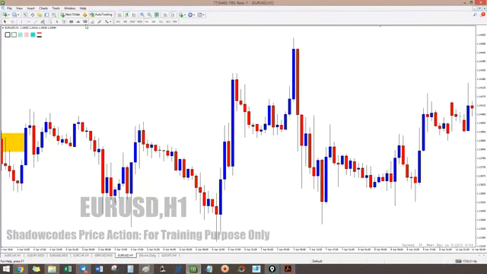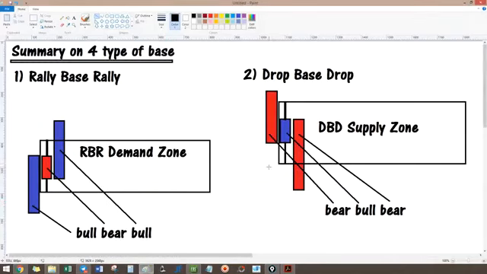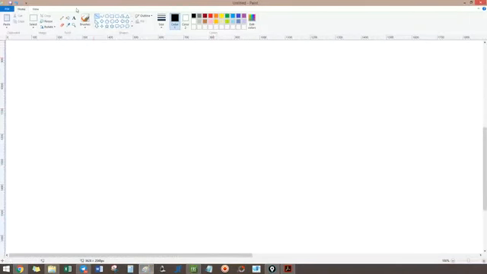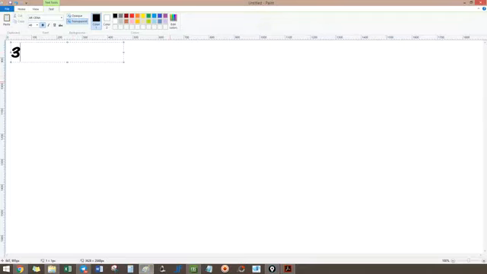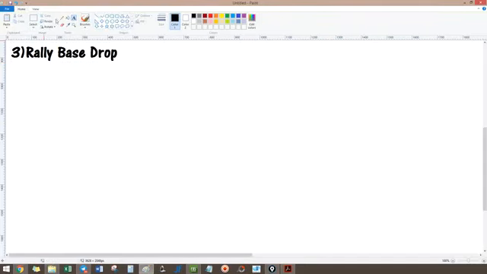This one is a rally base rally. Okay. Bull, bear, bull. Okay, like this. Okay, so the third one is a rally, then drop. It looks like this. 1, 2, and 3.